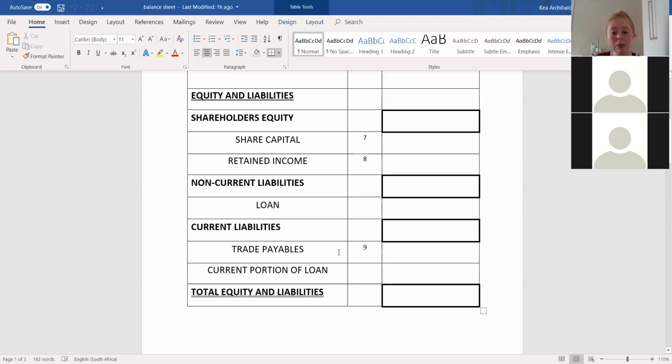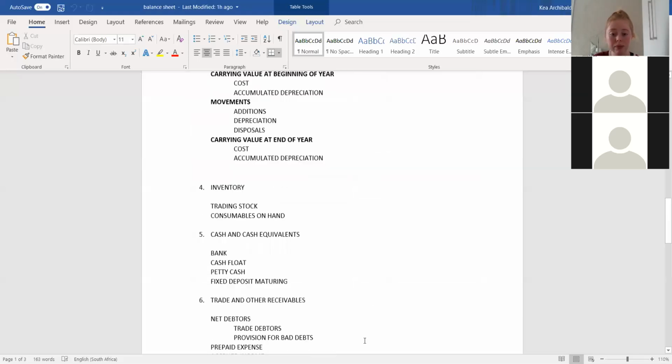You can have multiple lines under current liabilities. So I generally have trade payables, current portion of loan, and then if there's a bank overdraft, bank overdraft. In the exam, if there isn't enough space for you to put the current portion of loan or the bank overdraft there, then it means they want you to show them in your trade payables. There's no real problem with either. You don't have to. Just look at what space they've given you.